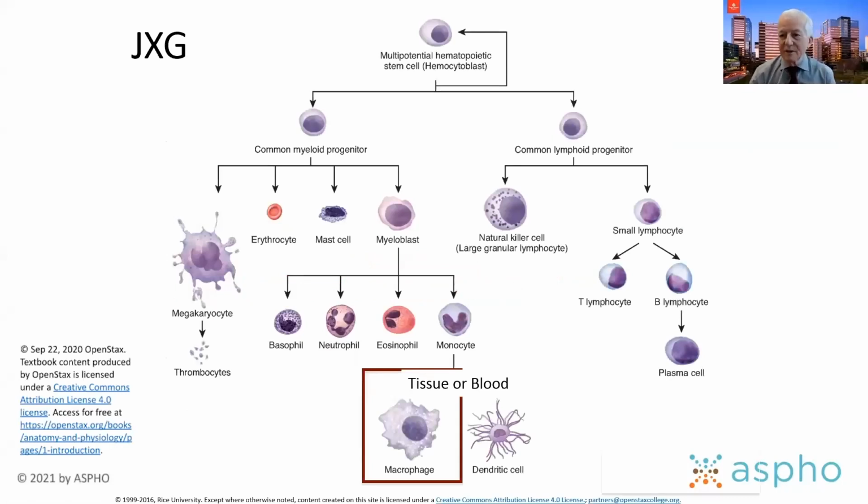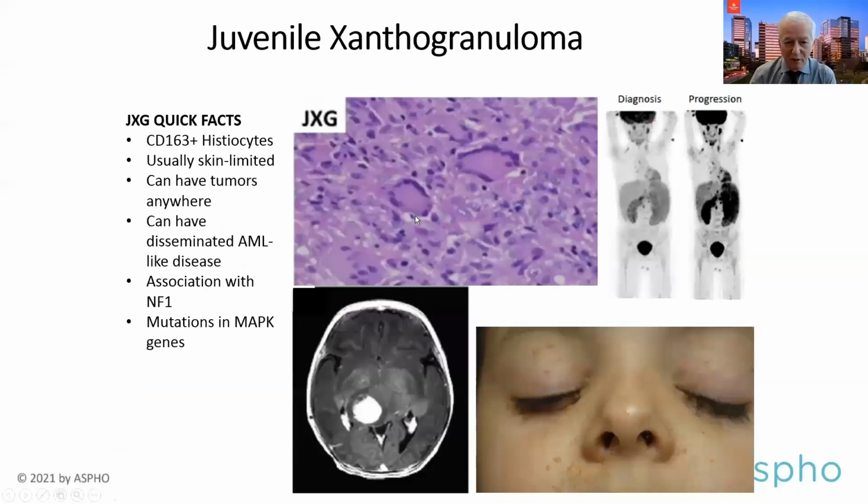Switching to JXG, this is another disease that comes from the macrophage lineage of cells and presents with large cells that stain with CD163. This is a disease that's usually limited to the skin, such as this patient here, but can lead to tumors elsewhere.